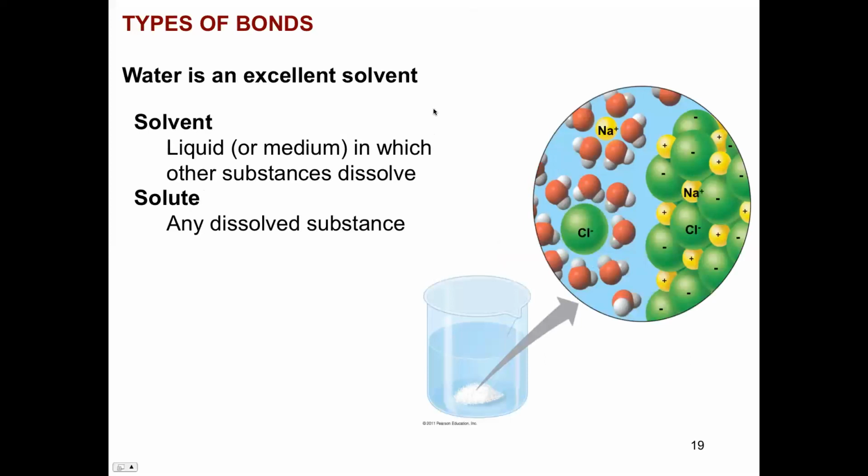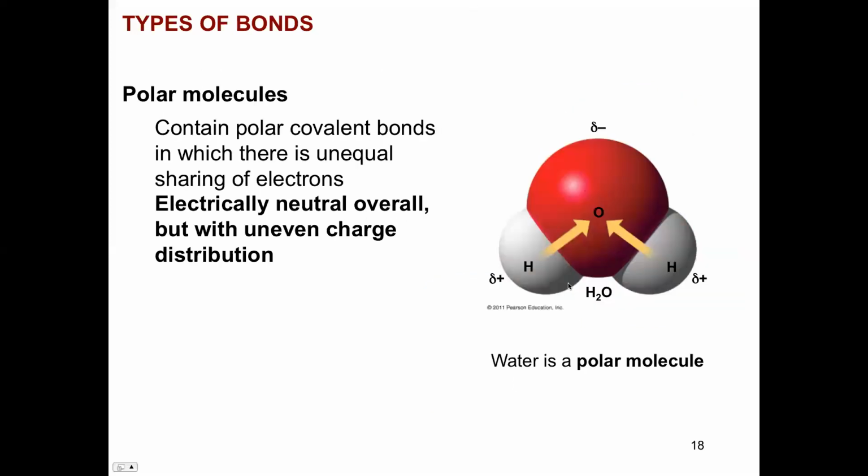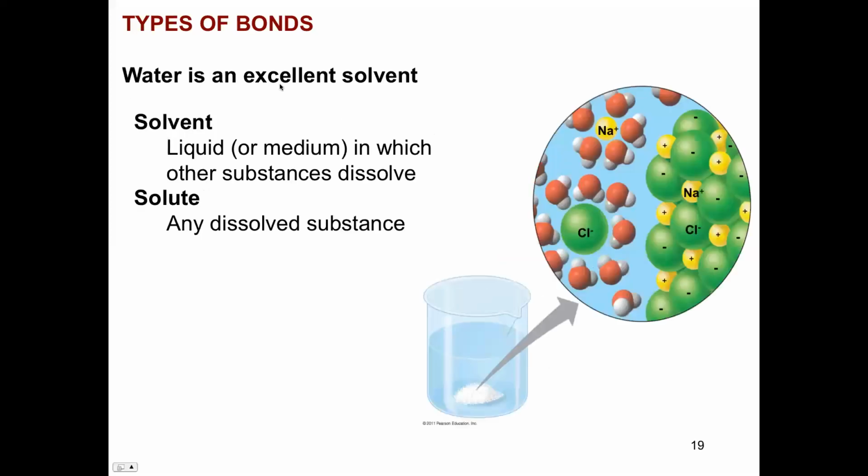So water is a really good solvent because overall it is polar. All right, so this side that is slightly negative can react really well with something positive, and on this side, it can react really well with something negative. So if you look at a salt, for example, water is an excellent solvent. Solvent is the liquid or the medium in which something else is dissolved, and the solute is the thing that's dissolved, right? So the solvent is doing the dissolving, and the solute is dissolved.